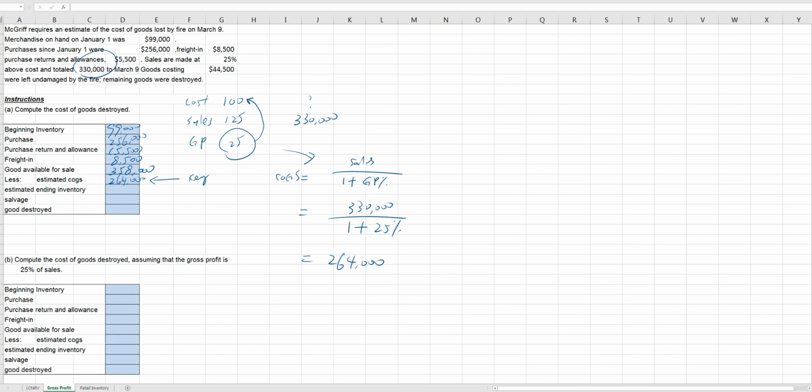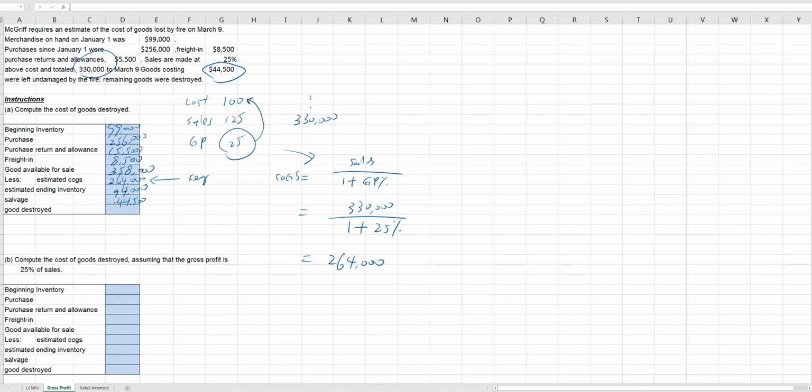Goods available for sale minus cost of goods sold equals end inventory. So if you take the difference, the end inventory should be $94,000. This is from our calculation or estimated end inventory. But our physical count is we only have $44,500 left because of the fire damage.